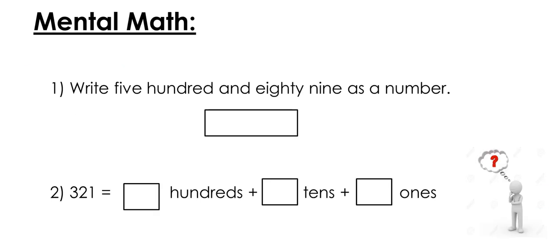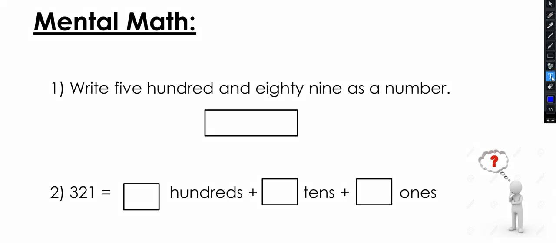But first, let's do this mental math as fast as you can. Write 589. And then look at this number. You have to open it as in how many hundreds, how many tens, and how many ones. Do it as fast as you can. But first, pause the video. Continue the video to check your answers.